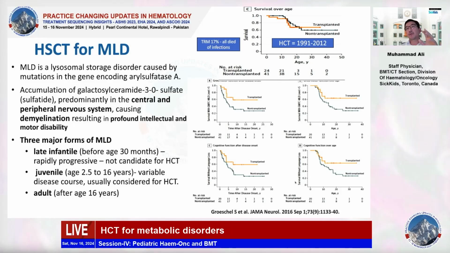So in this paper, published from 3 hospitals in Germany, we looked into the long-term benefit or outcome of transplant for patients with MLD. There was no significant difference in terms of their overall survival, because the transplant era was from 1991 to 2012, and there was 17% transplant-related mortality because of high rates of infection. However, the clear benefit for transplanted patients was better gross motor and cognitive function over time.